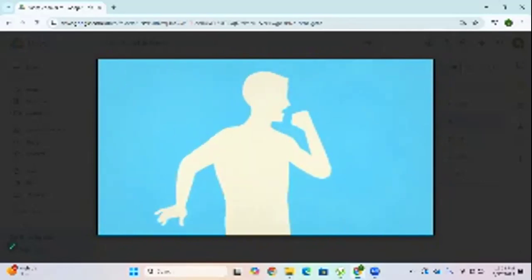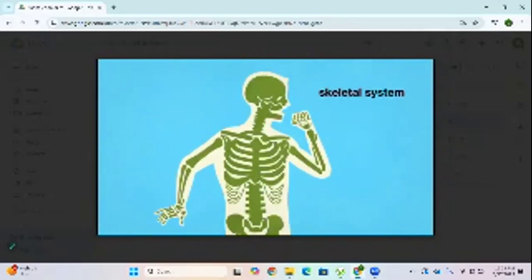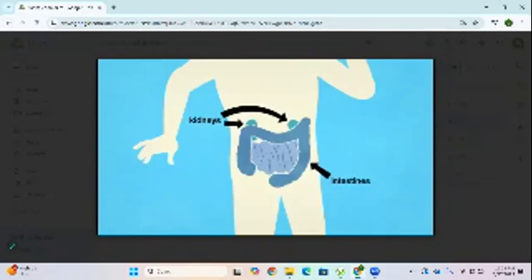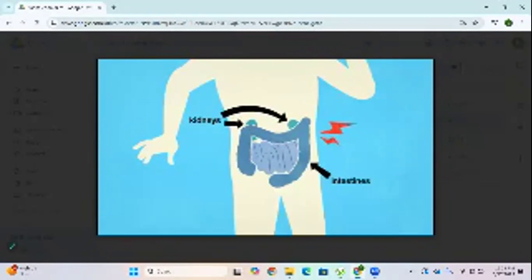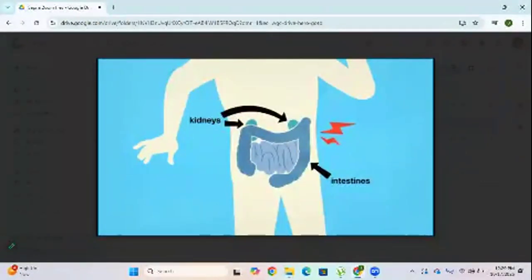From here, microbes can spread to the skeletal system, causing back pain and difficulty moving, to the kidneys and intestines, causing abdominal pain. So before this, they have mentioned some of the symptoms which we can see in a person who is suffering from tuberculosis.